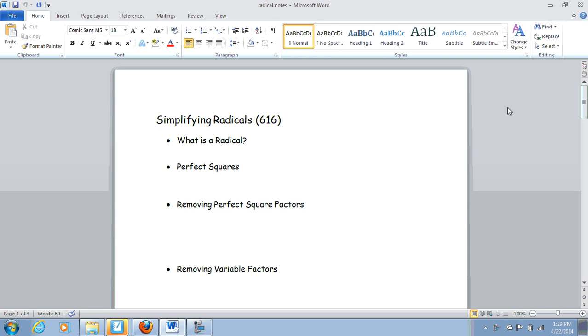What we need to talk about in the beginning is we need to define what is a radical. Hopefully, when I say radical, you have some idea. It's the square root sign, okay? And so when we're talking about radical expressions or simplifying them, we're talking about problems like 2 times the square root of 3, the square root of x plus 7, or maybe even the square root of 50.